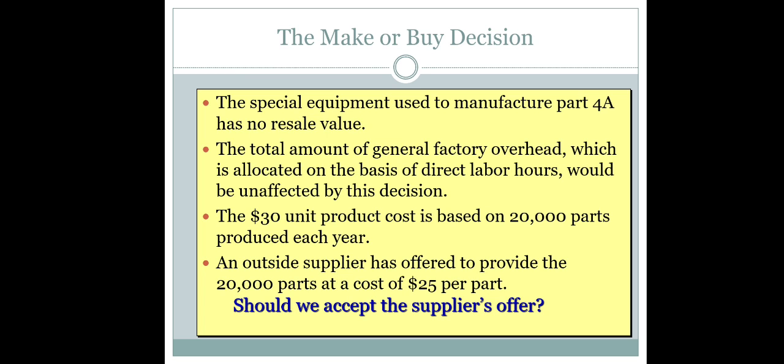The second information: the total amount of general factory overhead, which is allocated on the basis of direct labor hours, will be unaffected by this decision. Like I said earlier, if the business stops producing part 4A, the general factory overhead still has to be paid. And the $30 unit product cost is based on 20,000 parts produced each year. This information is related to the fixed cost.